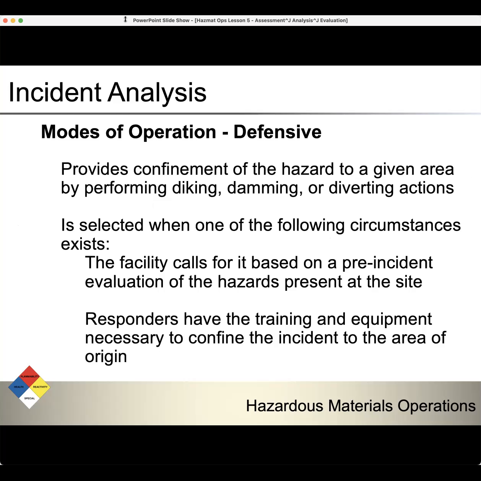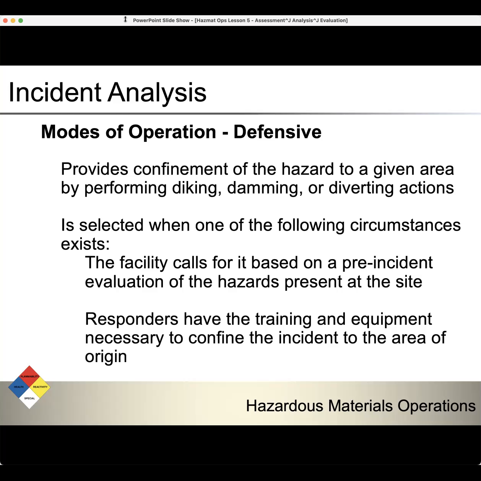As I alluded to, we have modes of operation. The first one we're going to talk about is defensive. Remember, in hazmat operations, we operate in a defensive mode. What does that mean for hazmat? We're going to provide confinement of the hazard to a given area. This is a little pet peeve of mine: containment is keeping the material in its container. Containment, container. Confinement is to an area. A lot of people just say container or containment, but if you want to be technical, confinement is to the area. How are we going to do that? We're going to perform diking, damming, or diverting actions in general.